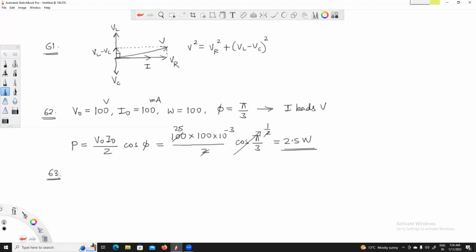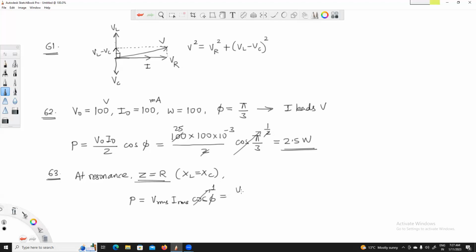For a series LCR circuit, the power loss at resonance. So at resonance, this impedance becomes equal to R, because your XL and XC both are same, right? And we have already seen the power dissipated. Power dissipated is given by V RMS, I RMS, and cos phi. And at resonance, as it is now a purely resistive circuit, this is 1.